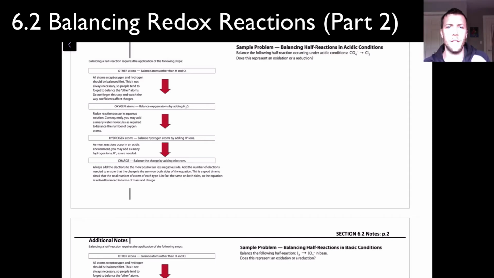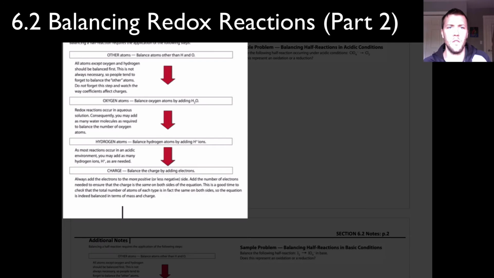In order to balance a half reaction, we need to follow a number of steps. So the first thing we want to do is balance any of the atoms other than hydrogen and oxygen. After that, we balance the oxygen atoms by adding the appropriate number of water molecules to either side of the reaction. Next, we want to balance the hydrogen atoms by adding hydrogen ions to the appropriate side of the reaction.